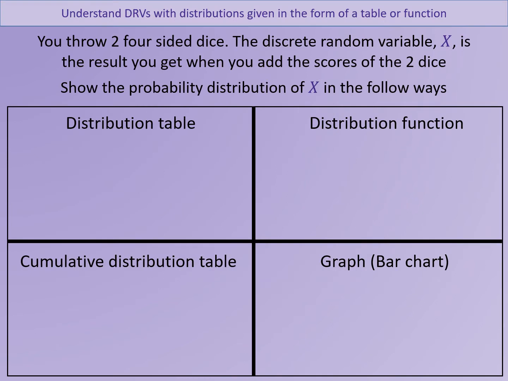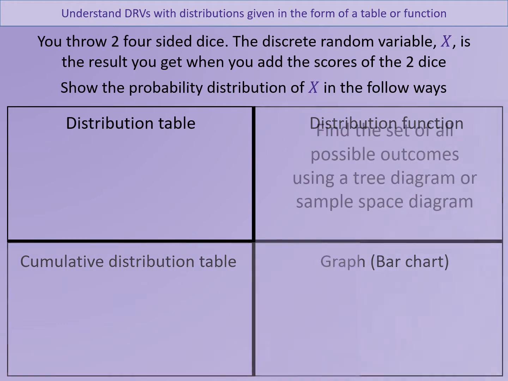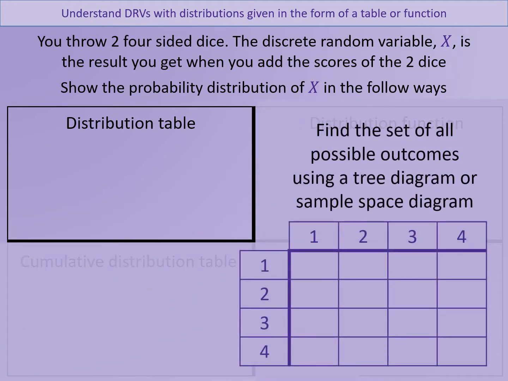First of all, we're going to consider the outcomes when we take two four-sided dice and roll them. The discrete random variable x is going to be the result that we get when we add the two scores together from the dice. We want to show the probability distribution of x in 4 different ways. So to start with, we're going to consider all the possible outcomes of rolling these two dice and adding the scores. So the easiest way to do this is to draw a sample space diagram.